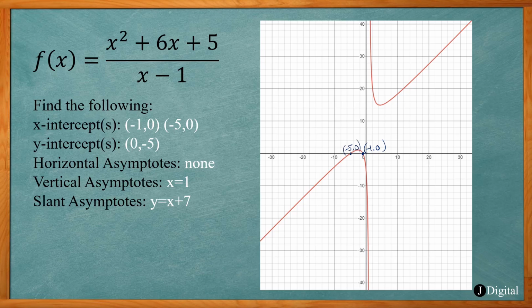We don't have any horizontal asymptotes. Vertical asymptote at x equals 1. So that's basically here. And then slant asymptote at y equals x plus 7. So that's basically what you see here that separates those two. And your y-intercept at 0, negative 5. So that's about there.